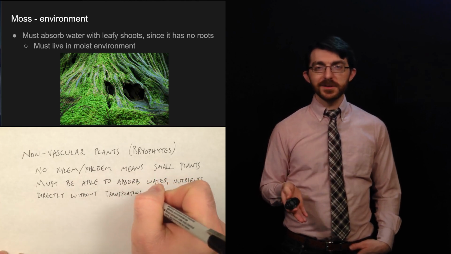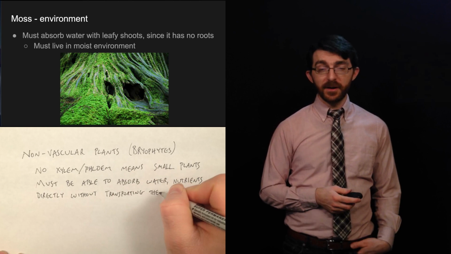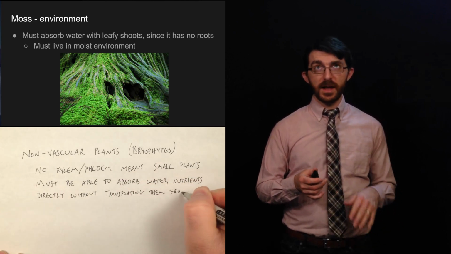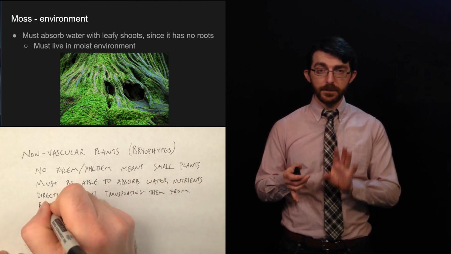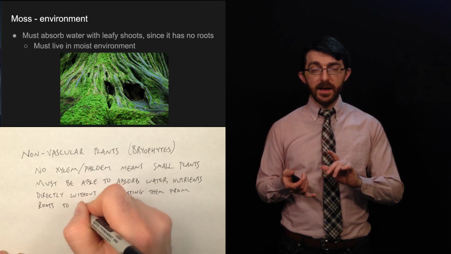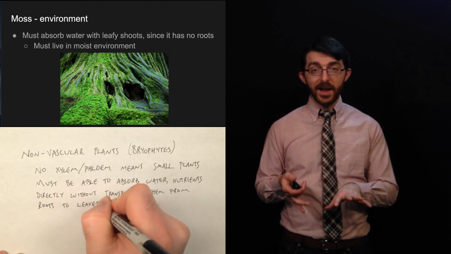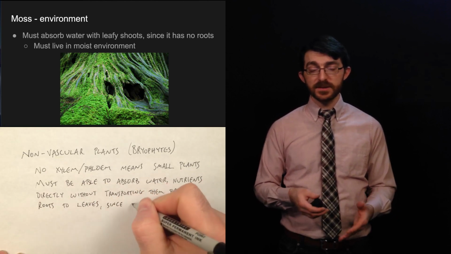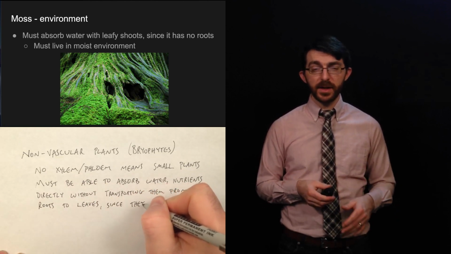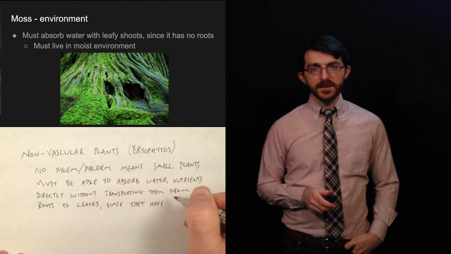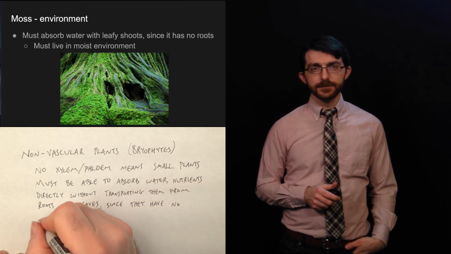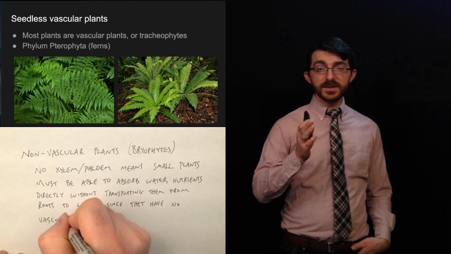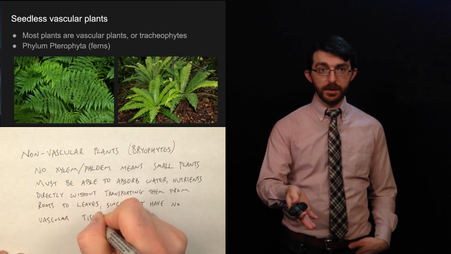So, of course, then they also must live in a moist environment. So, no roots, they can't transport nutrients up a tall plant. They have to absorb water and nutrients with their leafy shoots. They do all their photosynthesis in this tiny little cell-thick leaf. Moss, man. Moss.